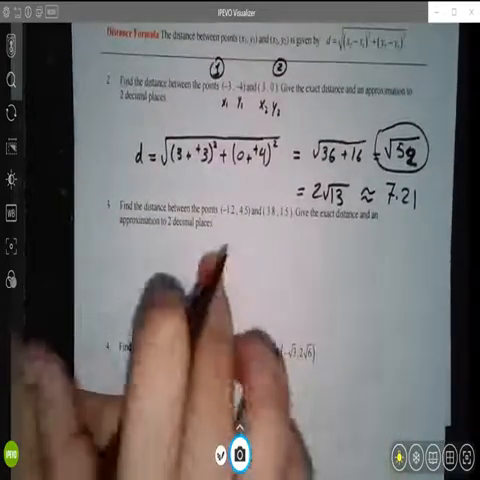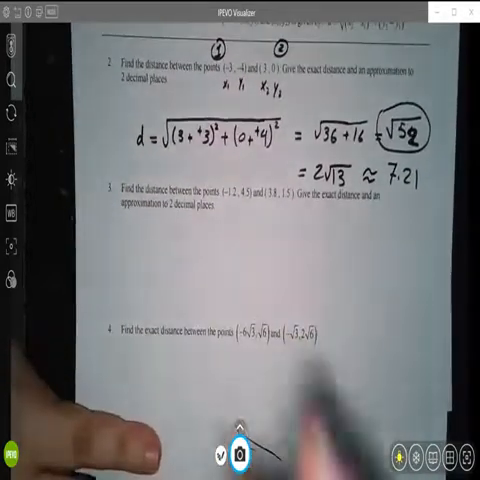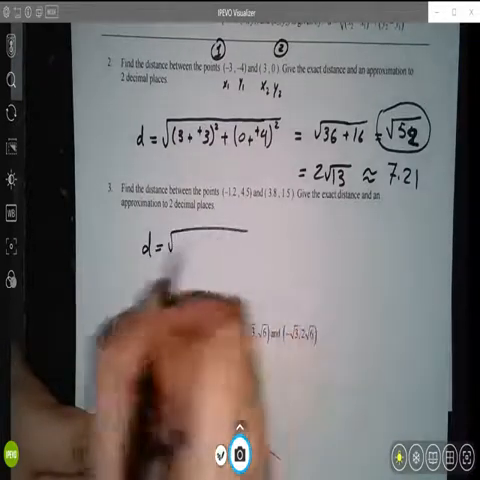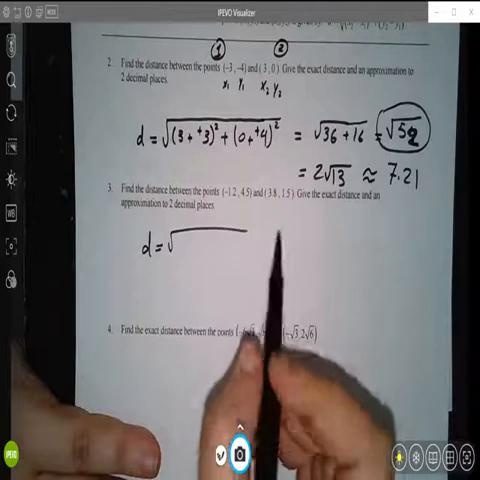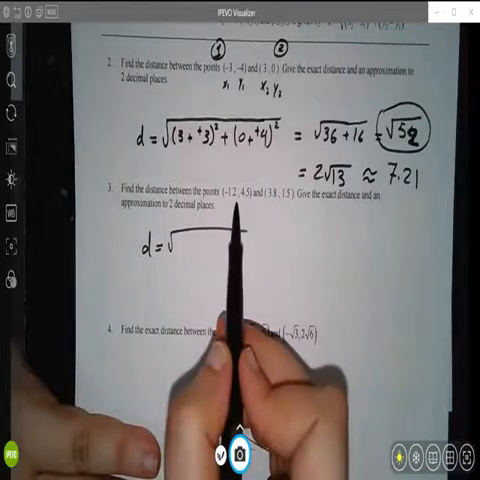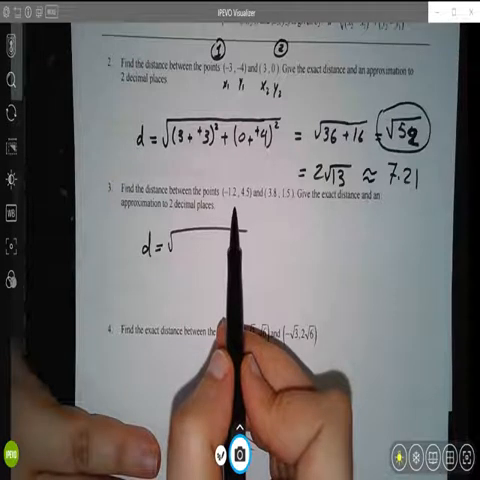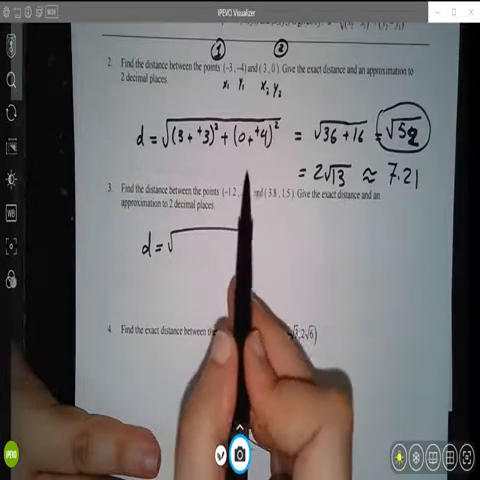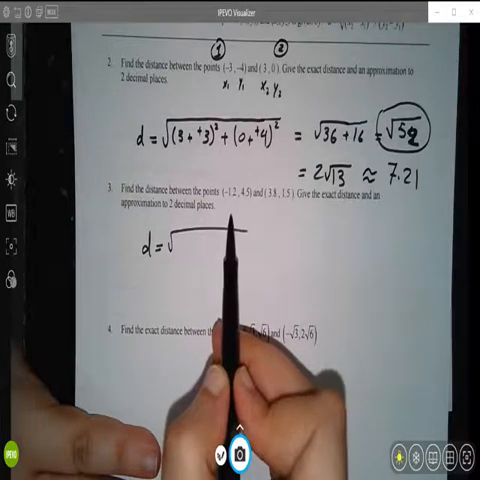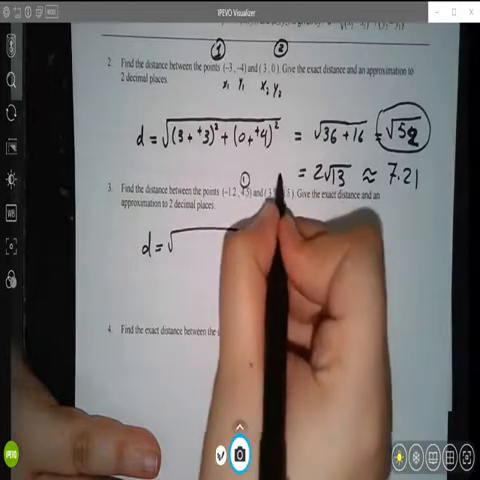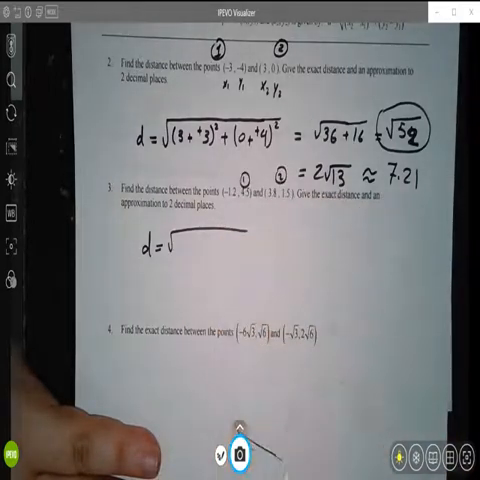Okay, let's try another one. So this one. Here you go. Distance of. Now, you pick. Do you want this one to be 0.1 or 0.2? Come on, guys. 1 or 2? One. Okay, so this is 1. That's 2. Okay, we chose.